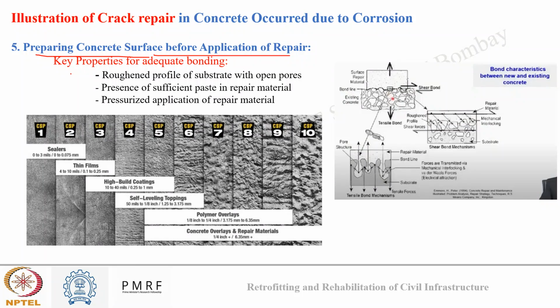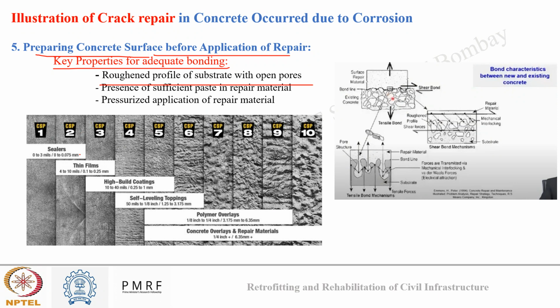Now, what are the key properties in this? The key property is a roughened profile of the substrate with open pores. For different types of repair material, a different amount of roughness in the substrate is required. Why? So that my new repair material can properly bond to the old substrate.